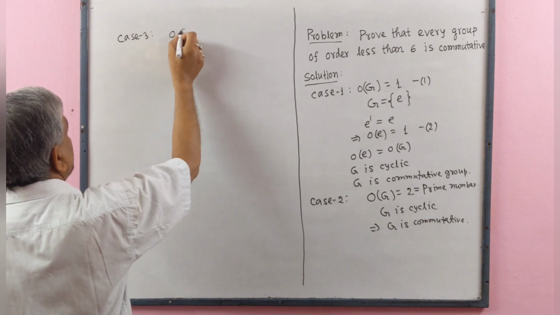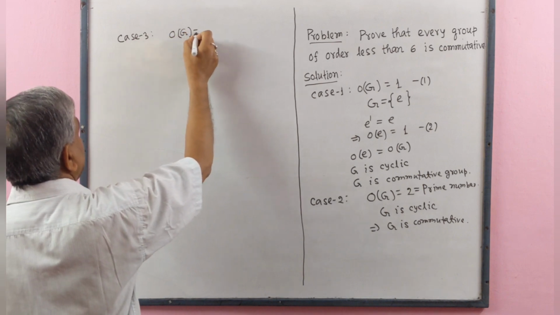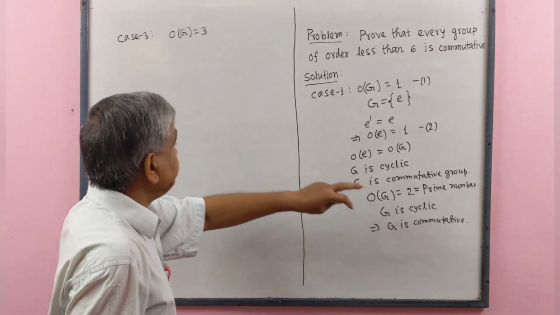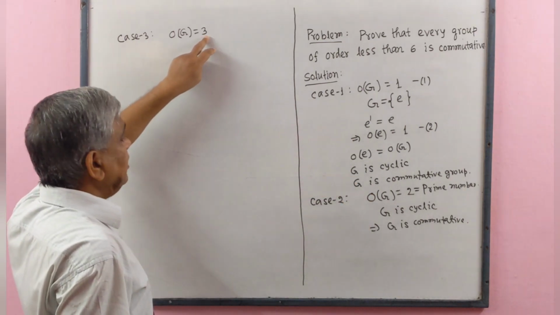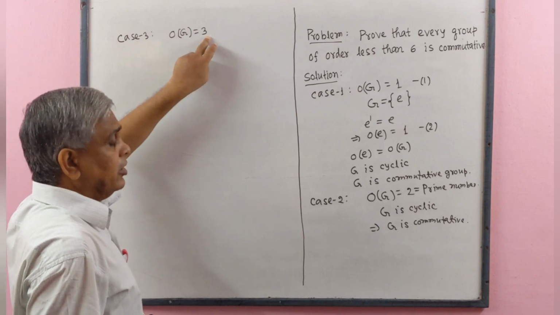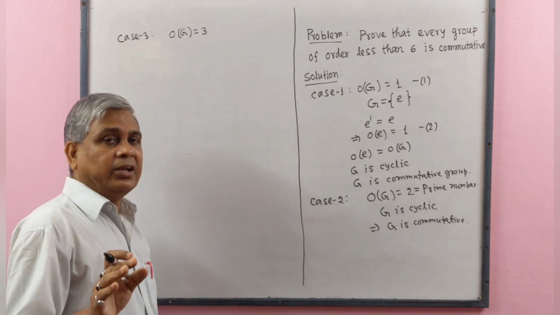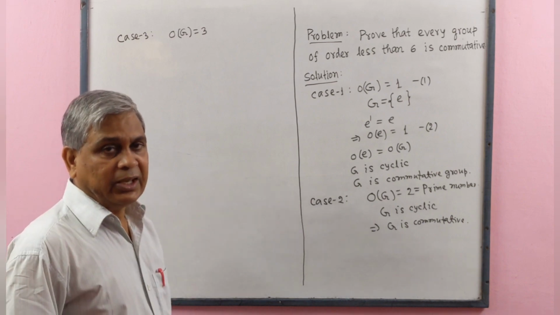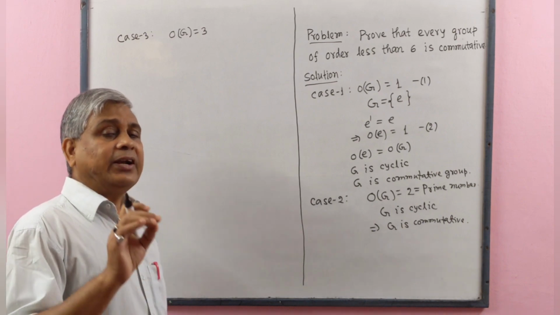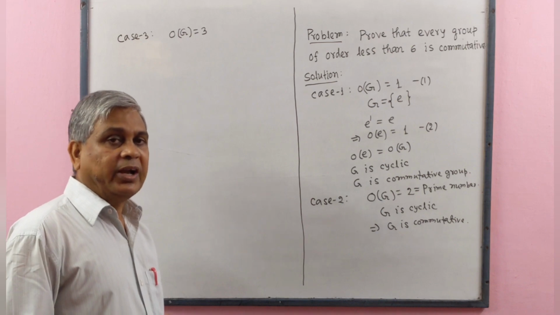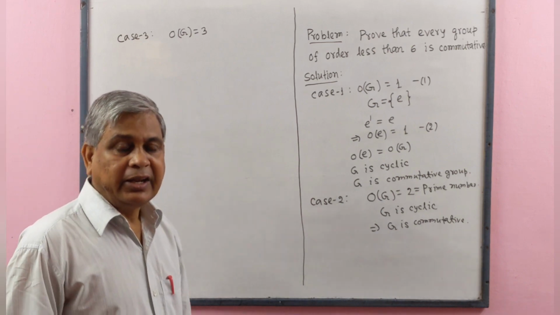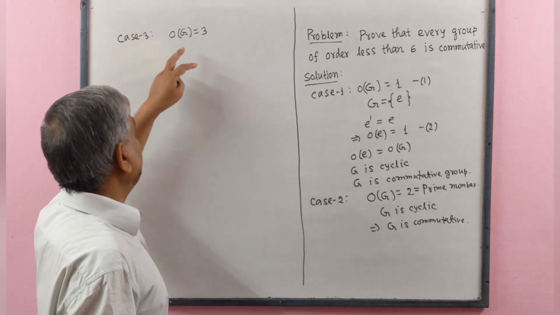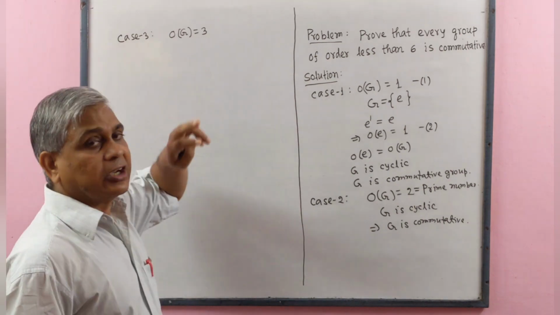Case 3. Let order of G equal to 3. Similar to case 2, here 3 is a prime number. We know that every group whose order is a prime number, that group is a cyclic group. And also we know that every cyclic group is commutative. Therefore, the group G is commutative.